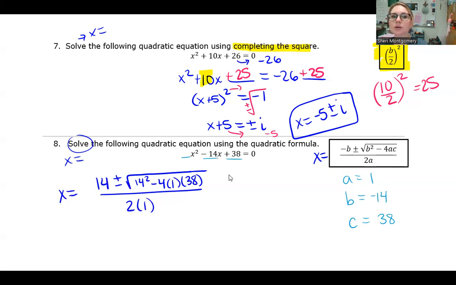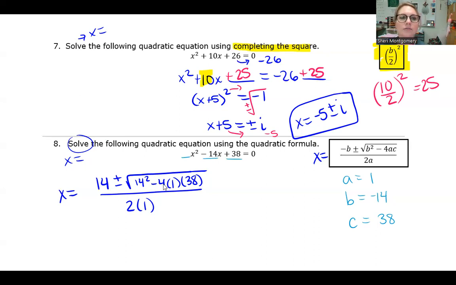Plus or minus the square root of B squared. Well, B is negative 14. Why do you think I wrote it as positive 14? Because a negative times a negative is a positive. So honestly, it doesn't matter if you put positive or negative. But what I do notice is that y'all make mistakes. If you put a negative there, you start ending up with negative something there. It doesn't matter if it's 14 times 14 or negative 14 times negative 14. It's going to be the same answer either way.